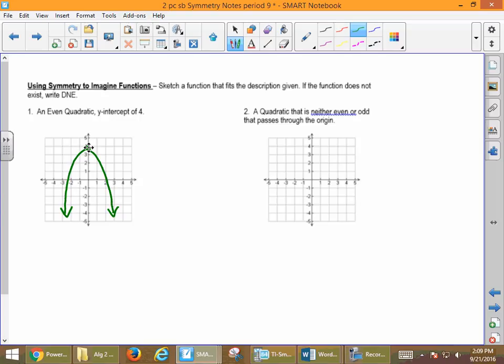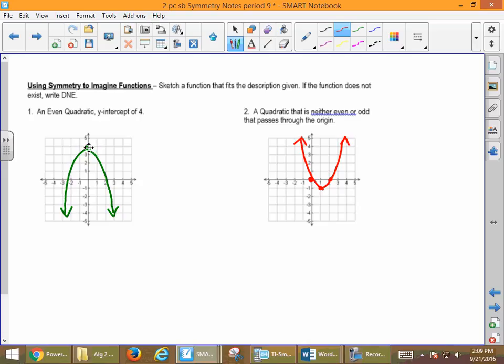Well, the next one, a quadratic that is neither even nor odd, that passes through the origin. So we know we have to have a value at the origin. But we don't want it symmetric with respect to the y-axis because it's not even. And we don't want it symmetric with respect to the origin. So when we draw this, it doesn't matter to me. I did something like this.